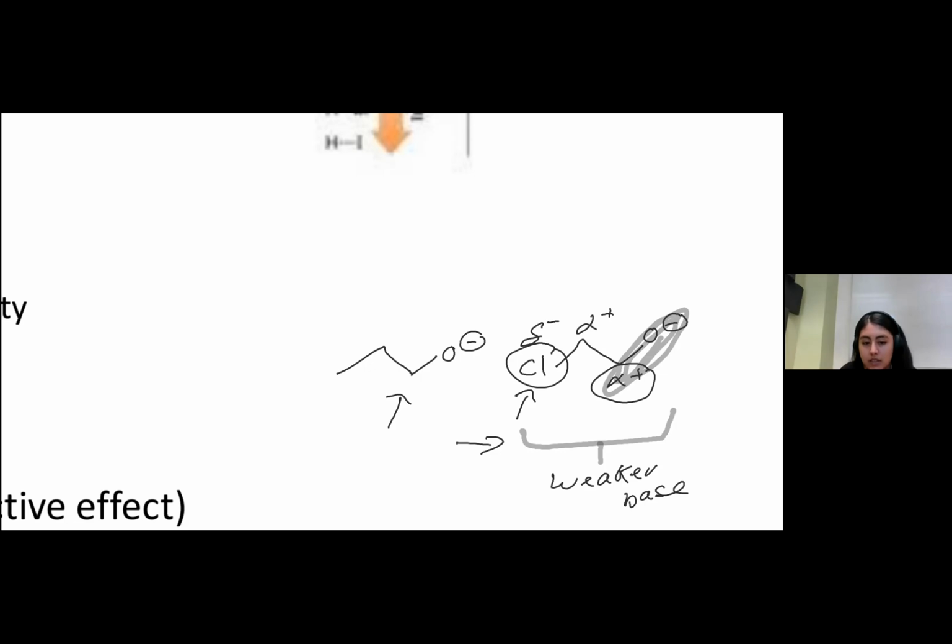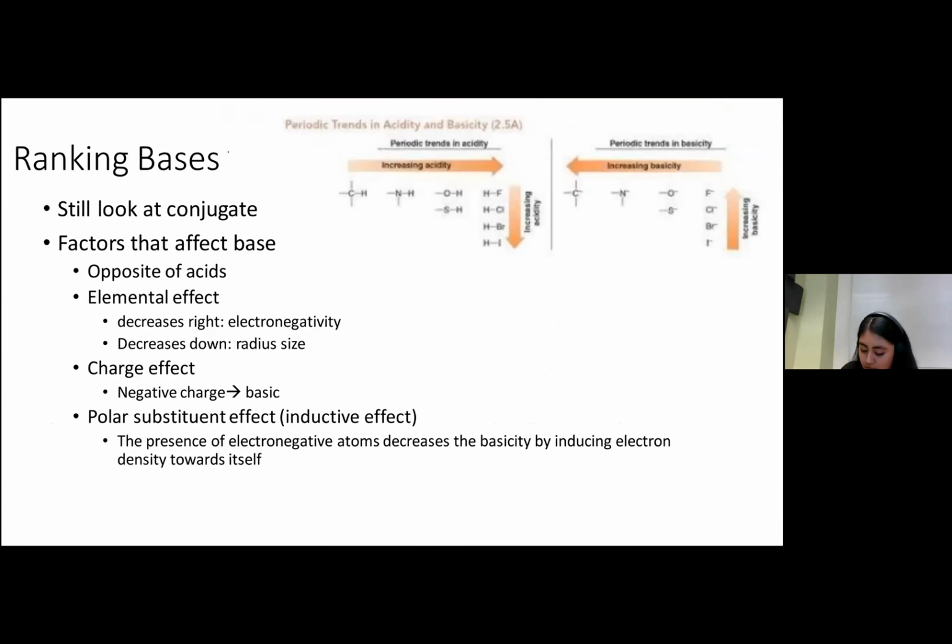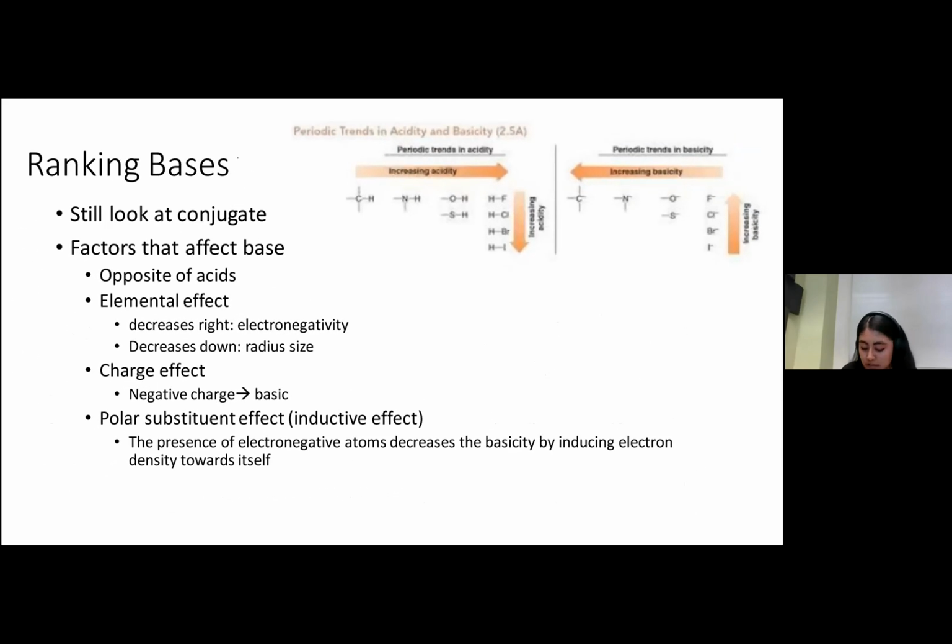Are there any questions on this? Okay. So that is acids and bases.